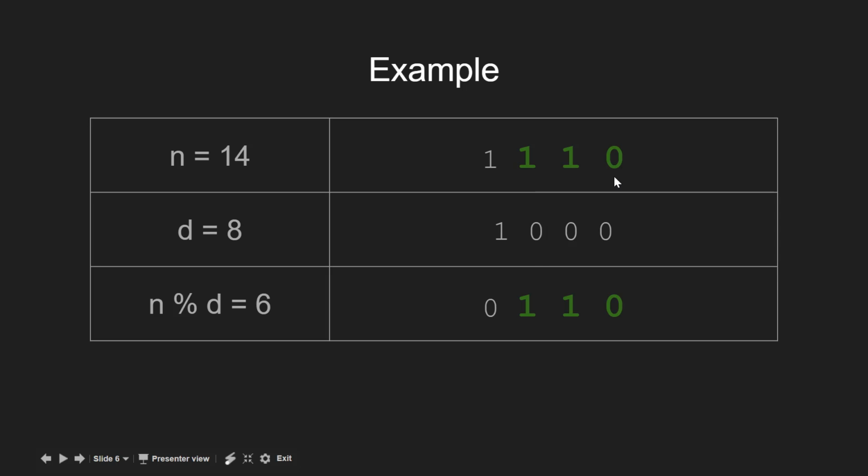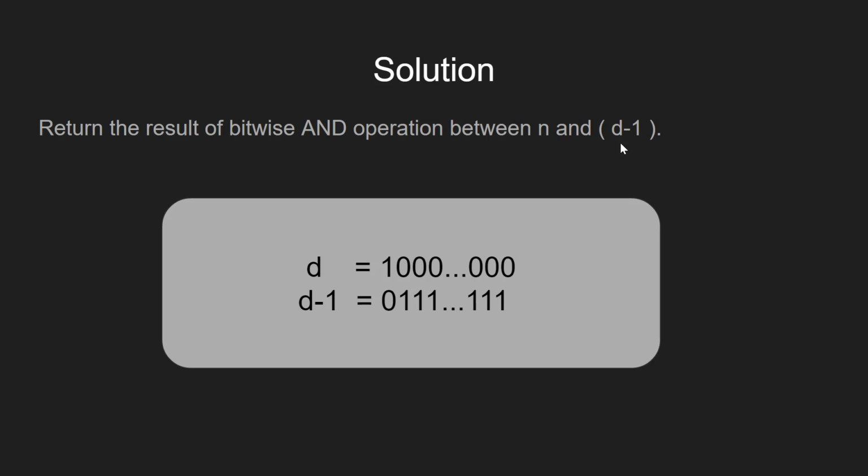Again, the question arises, how can we do that? The solution says we need to take the bitwise AND operation between the given integer n and d minus 1. We subtract 1 from d because if d has the ith bit set, then d minus 1 has the ith bit as 0 with all bit positions from 0 to i minus 1 set.